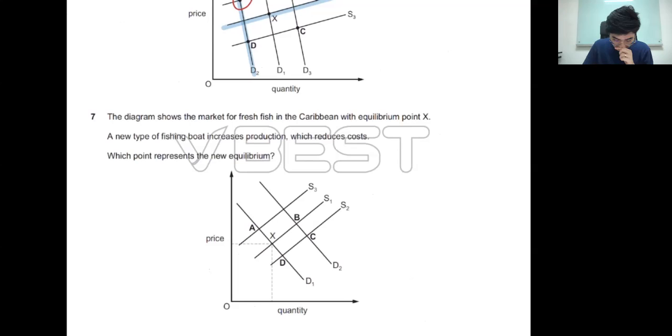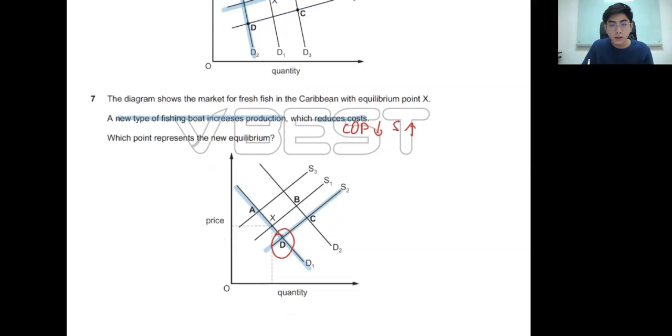All right, let's look at the next question. This one is about a new type of fishing boat that increases the production, which reduces the cost. So cost of production decreases, your supply increases. Did they mention anything about demand or not? No, they didn't mention anything about demand. So you are operating at this point, X, with your D, and now your supply increases, it shifts to the right. Okay, so this is the intersection point. So the answer is D.